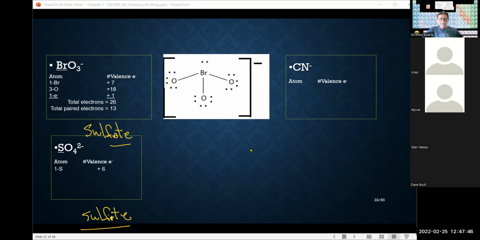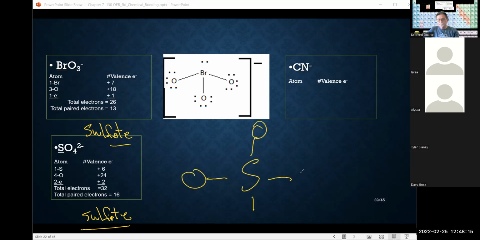We take sulfur, which brings in 6 valence electrons. Oxygen, there's 4 of them. Each one brings in 6, so we got a total of 24. There's a 2- charge, so we add 2. That gives us a total of 32 valence electrons, or 16 pair. And then we know, as highlighted here, sulfur is the central atom. Then we have 4 oxygens bonded around it.